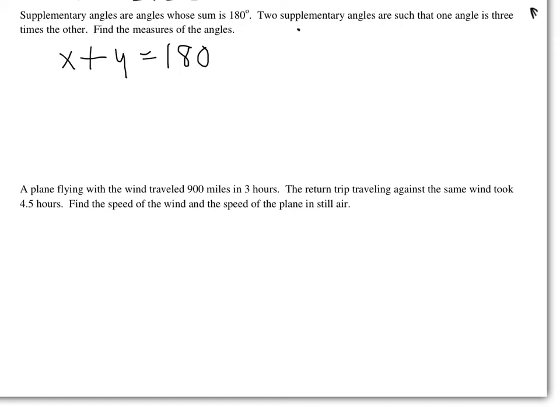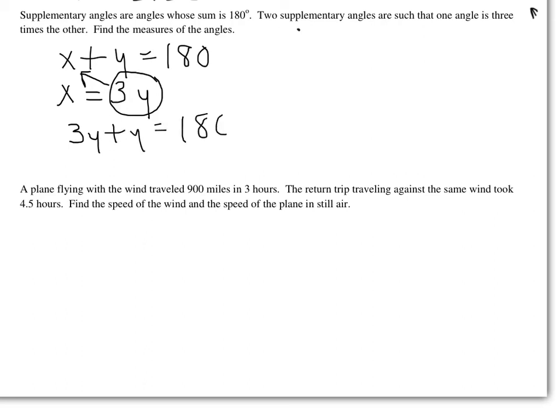And one of them is 3 times the other. What do you want to use, substitution or elimination? This problem just screams substitution for me, because x is 3y. So why not put that into the first equation, and we'll get 3y plus y equals 180. We'll get 4y equals 180. Divide both sides by 4. We get y equals 45.